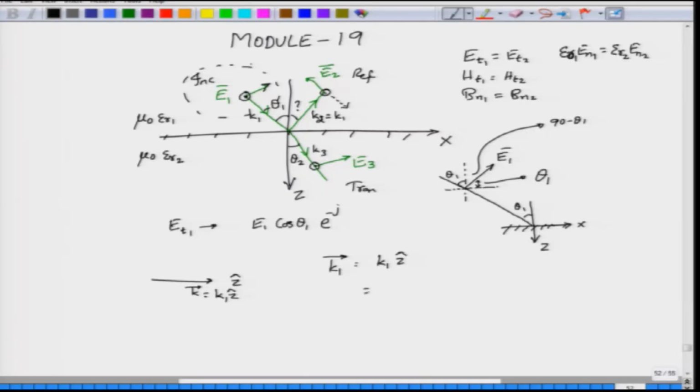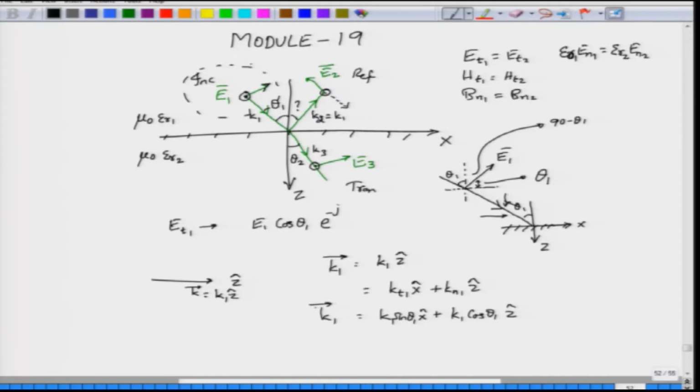So, the k vector should actually be written as kt1 along x plus kn1 along z, because you can take this line and decompose it into 2 lines, one along x and one along z. And what is the value of kt1? This k vector can be written as k1 cos theta 1 z plus k1 sin theta 1 x. So, this would be the k1 vector.